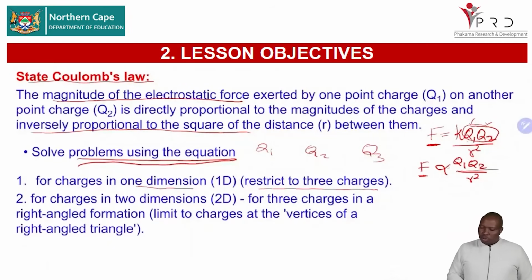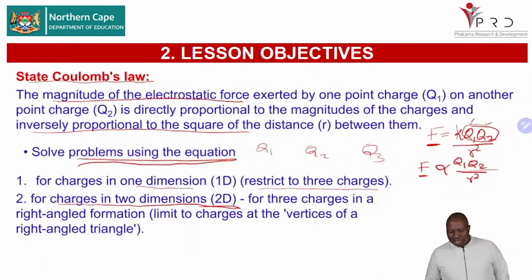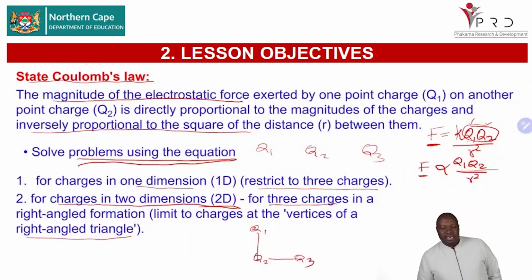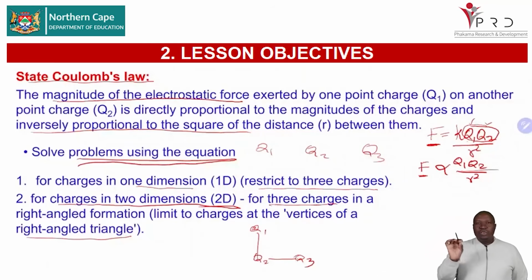The other one, we're going to solve problems for charges in 2 dimensions. Even here, we're referring to the right angle triangle formation, and we are still limited to 3 charges. So that's when you have a charge, another charge, and a third charge, and the 3 are making a right angle triangle. Now we're going to deal with those two scenarios.